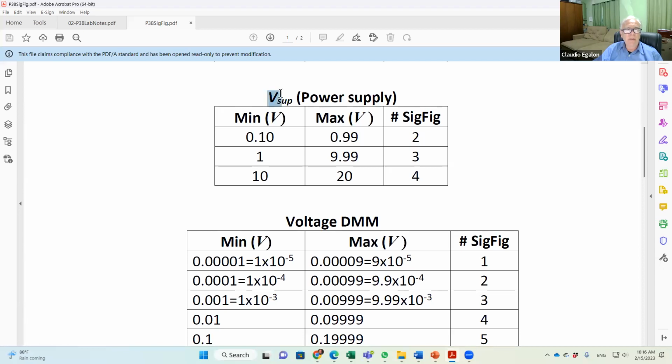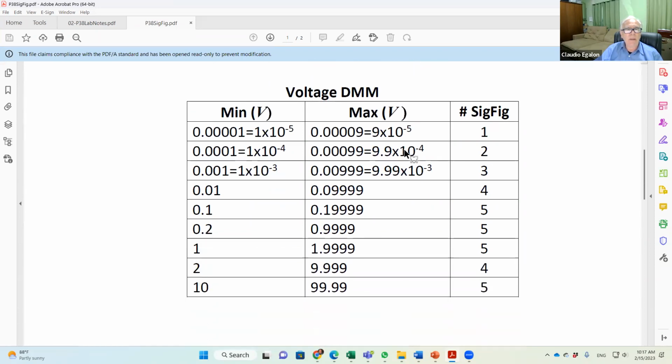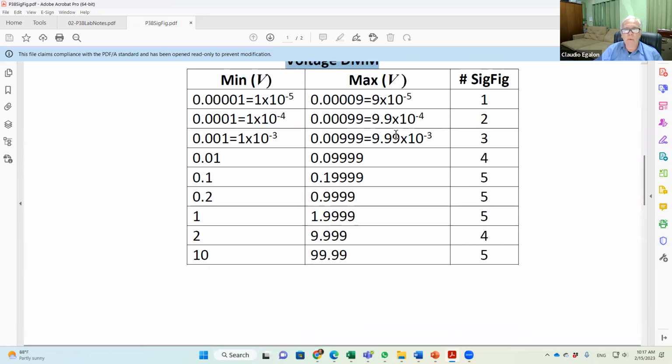Here's the number of significant figures for the power supply. Between 0.1 volts and 0.99 volts, the power supply provides you with two significant figures. Between 1 and 9.99, 3, 10, and 20, 4. But we are not interested in this one. We are interested in this one here. Voltage of the meter, of the digital multimeter. DMM stands for digital multimeter.